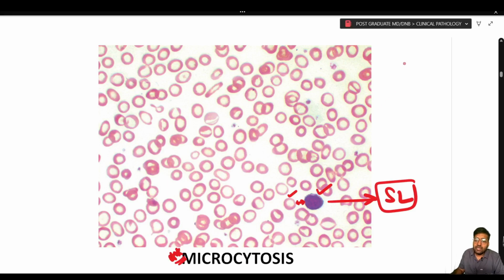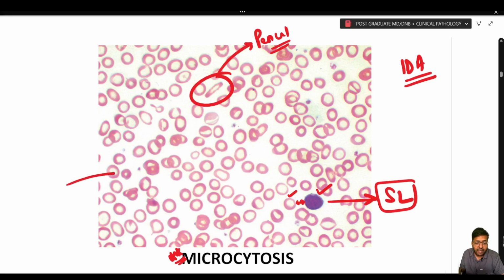This is a classical slide of iron deficiency anemia. Why am I telling you this? Can you see the presence of what are known as pencil cells? Yes, it's very specific for iron deficiency anemia. And not only that, there is microcytosis. Along with that, if you see the central pallor, it is more than one third.